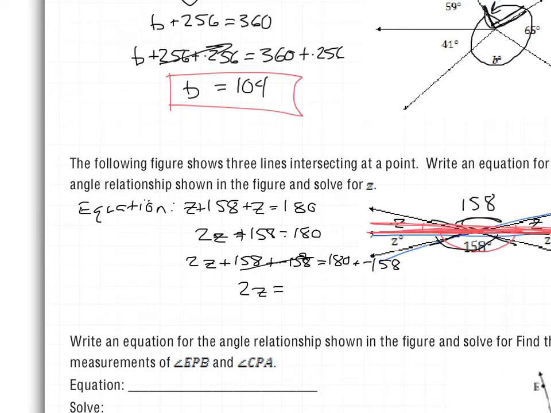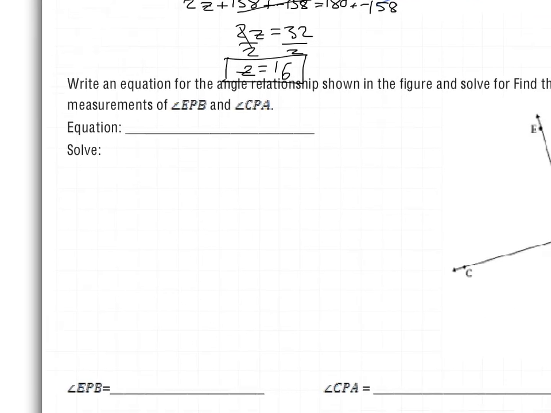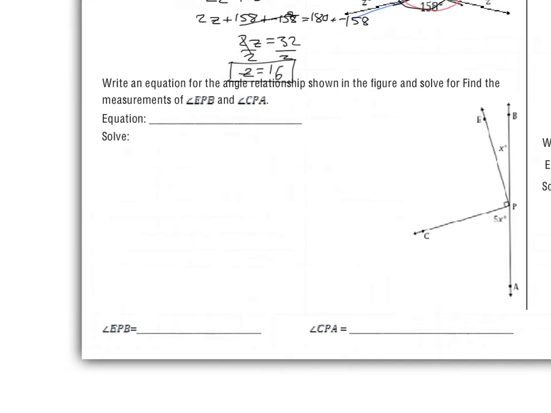2Z is equal to 32. Divided by 2, divided by 2, gives me that Z is equal to 16. Box that in. Alright, now move on to this one. Before you get started on this one, do make sure that you recognize that this not only asks you to find the value of x, but it asks you to find the measure of a couple of these angles. So you're going to have to use x once you figure that out to find those angles.